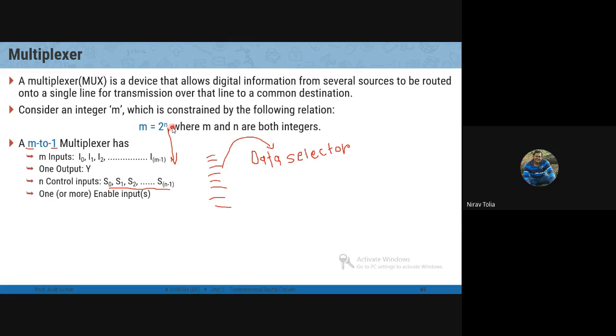For 16, I require 4 select lines. For 32, I require 5 select lines. For 64, I require 6 select lines. For 128, I require 7 select lines, like that. So in the equation, m indicates the number of inputs and n indicates the number of select lines required.